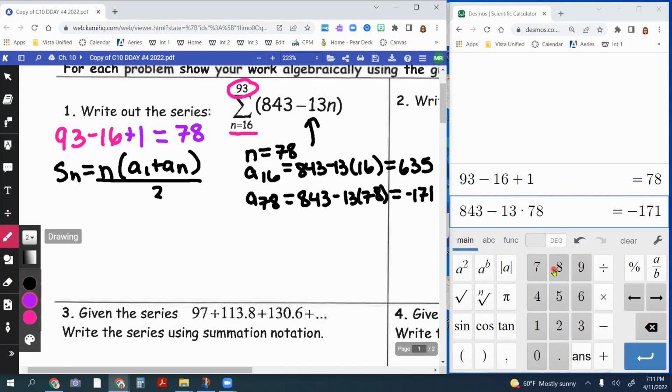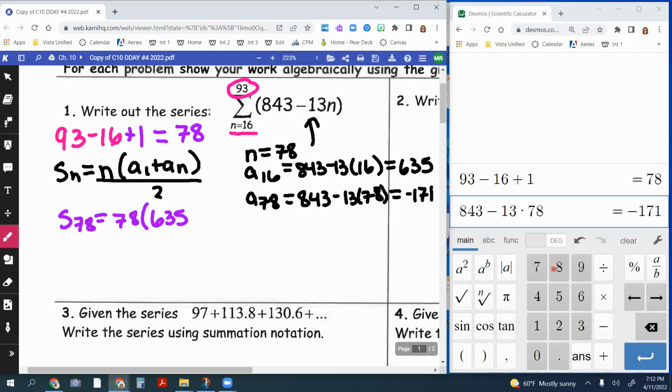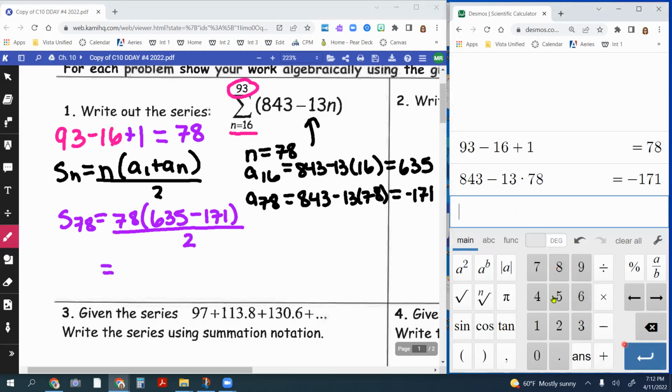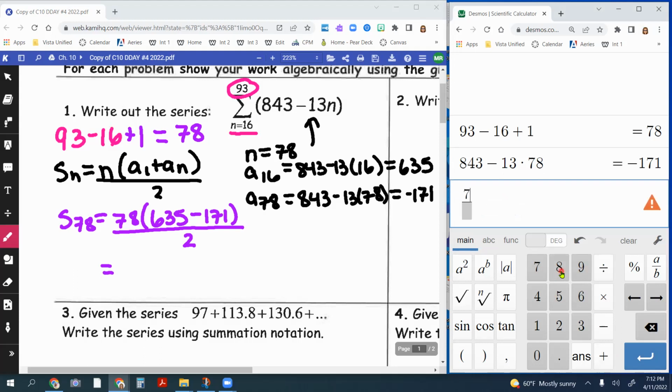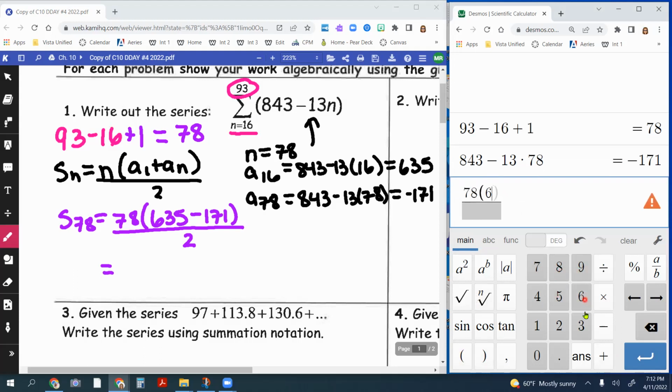So I'm going to substitute that into this equation. S sub 78 is equal to 78 times the quantity 635 plus a negative 171, divided by 2. And that's going to be the sum that I need to compute. So 78 times the quantity 635 minus 171 divided by 2. I end up with 18,096 for the answer.